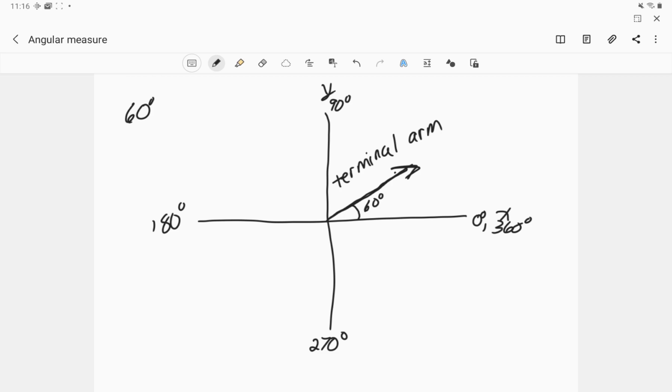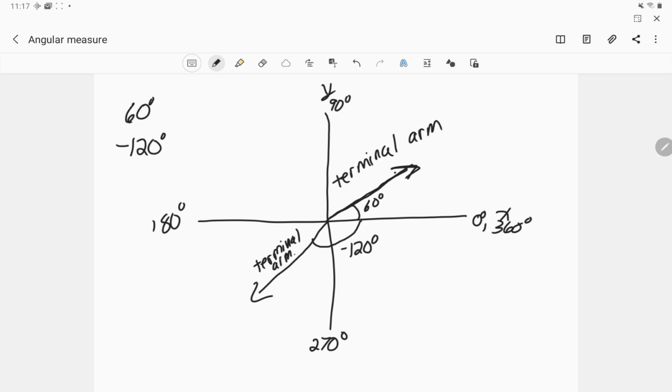The terminal arm is, you always start at 0 and you go forward, unless they give you a negative angle. So if they said they want you to put negative 120 degrees on here, I would start at 0 and go back 90 and go back another 30 degrees. And so this would be negative 120 degrees. That is where my terminal arm would be for that. Okay.